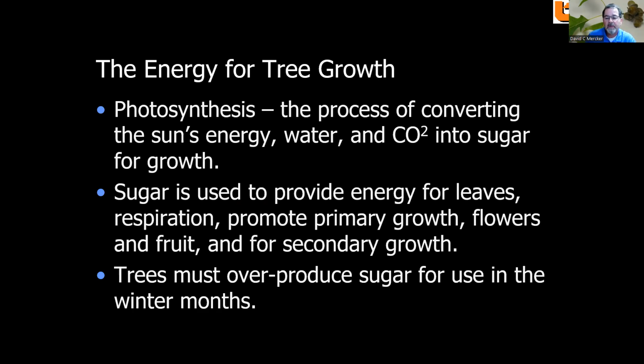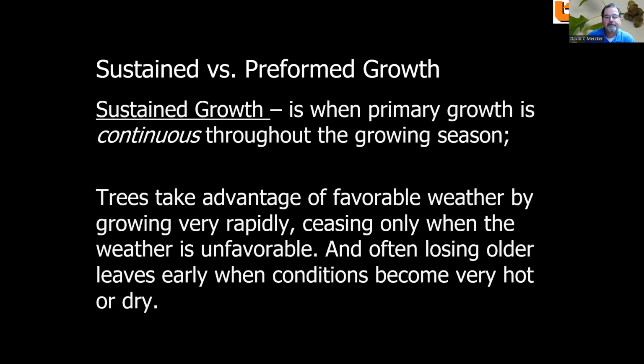And sugar then is used to provide energy for leaves, for respiration, which is keeping living cells alive. It's used for promoting that primary growth we talked about, for flowering and fruit production. Of course, a lot of carbohydrates are in an acorn or an apple for that matter. And then, of course, it's used for secondary growth, as we have alluded to. So trees must overproduce sugar for use in the winter months, because there's no sugar being produced during the winter months. So let's talk about then sustained versus preformed growth.